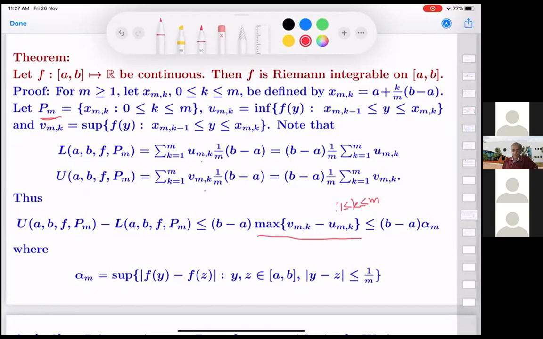Now, let's carefully look at what is umk and vmk. umk and vmk are infimum and supremum on the same interval, xmk minus 1 and xmk. So I claim that this vmk minus umk is always less than or equal to alpha m, where alpha m is this object.